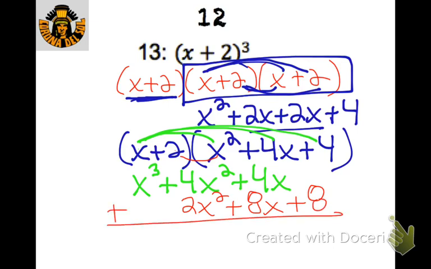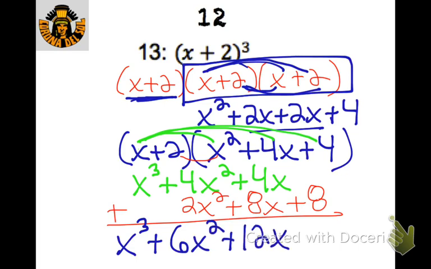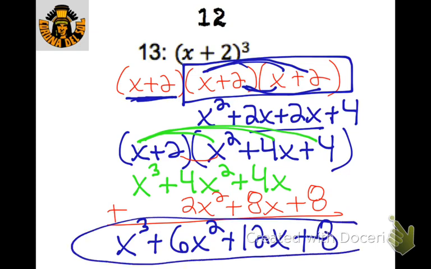And then we want to just combine those like terms. So our final answer, it would be x cubed plus 6x squared plus 12x, and then plus 8. Make sure that's all good. Yep, so that's good. So really, if you know how to solve those problems, you should be in great shape. Good luck.